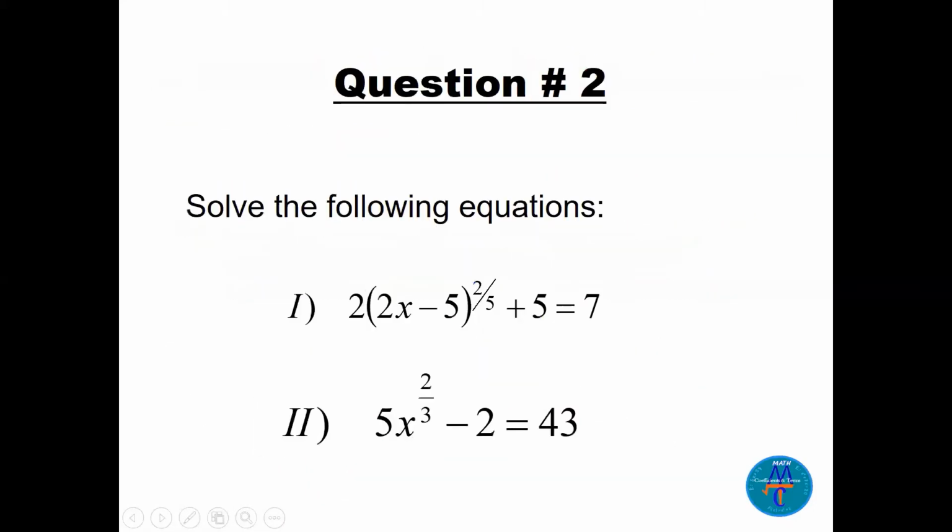Can you try? I wish you can try this one. 5x to the power 2 over 3, same idea, minus 2 is equal to 43. You want to try? Okay. Now let's go to the solution.